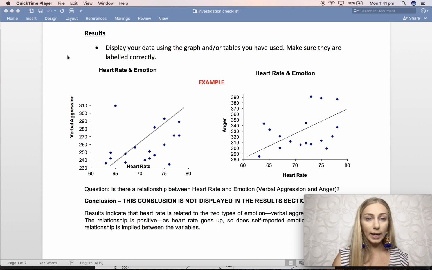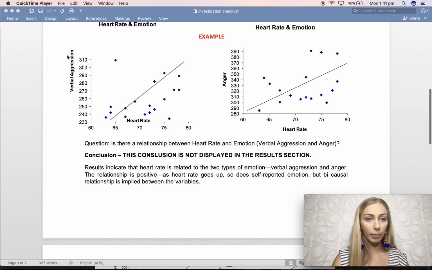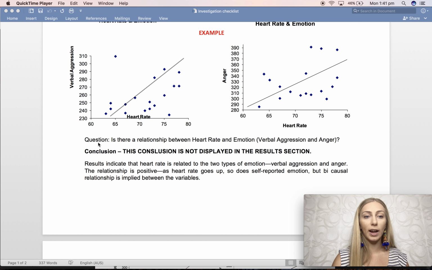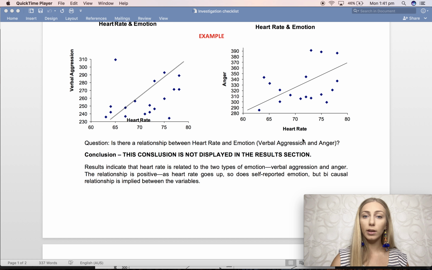So what we've got here is this investigation was carried out on aggression. So what the group here is looking at, if I just pop this up a little bit more, is their question that they are trying to answer: is there a relationship between heart rate and emotion? Verbal aggression and anger. So they're looking at verbal aggression and anger specifically. So that's why they have two graphs here. So that's the question that they are trying to answer just here. So what they've done is gathered the data that they need for that. So they are looking at the heart rate.